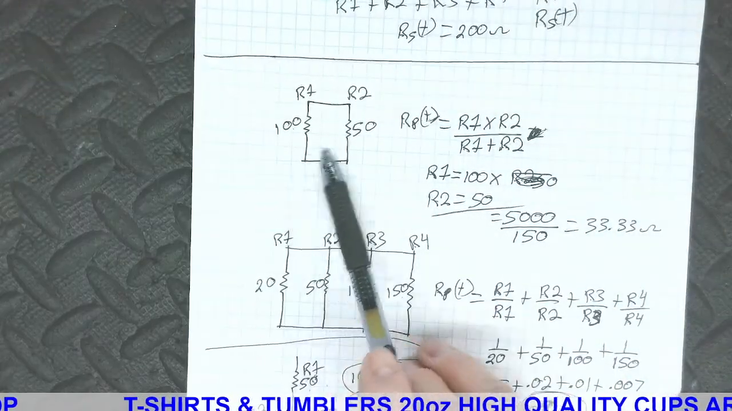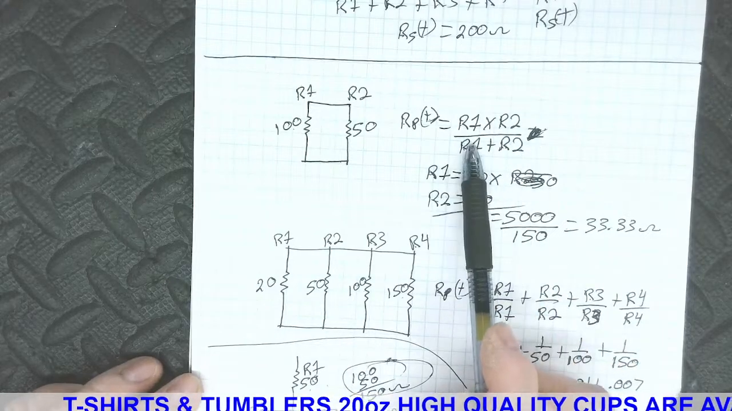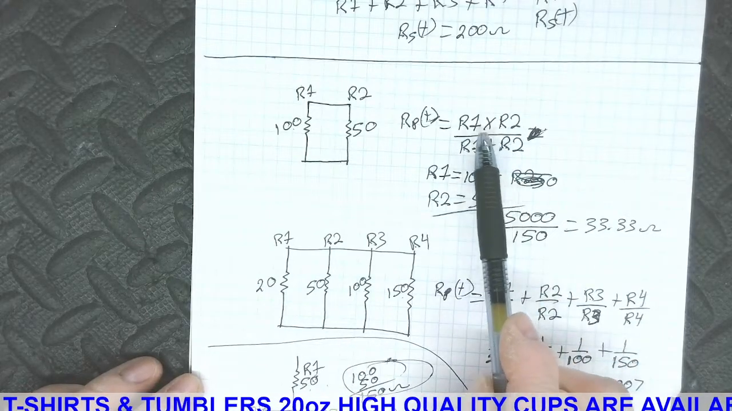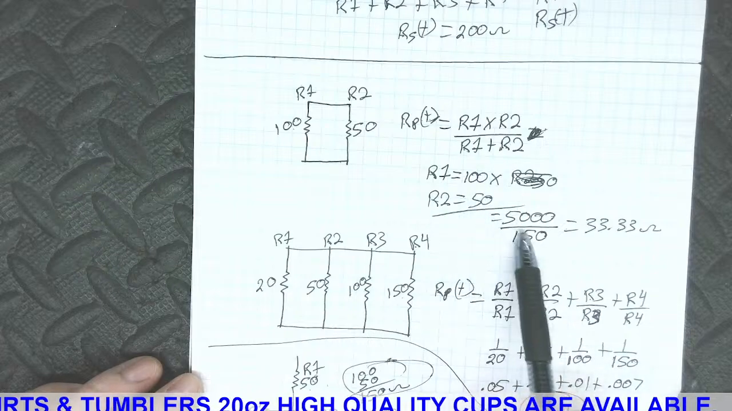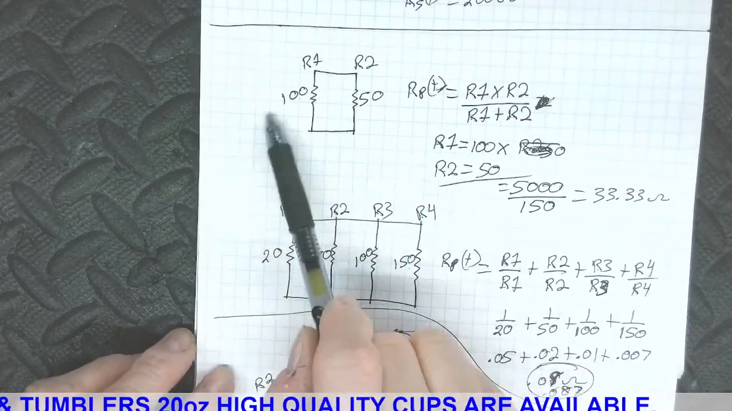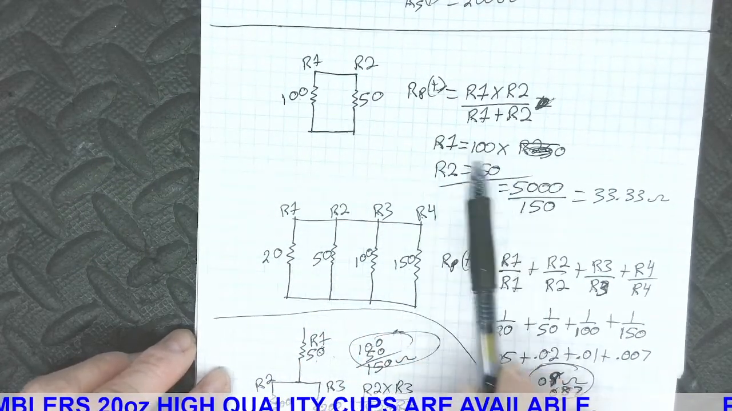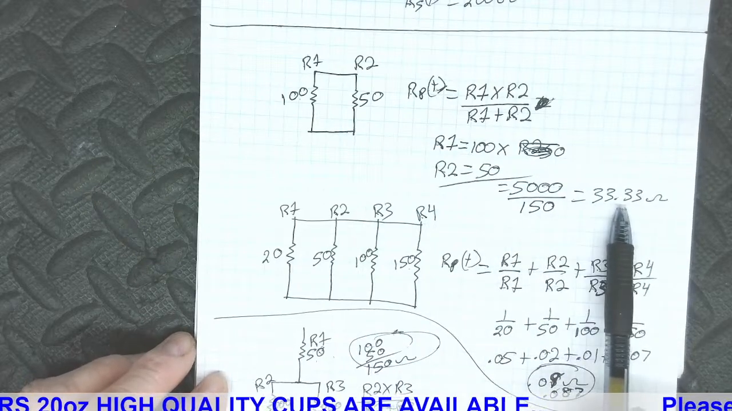Anyway, so R1 times R2, R1 plus R2, divide the two values, and that's what you get down here. I used these values as 100 and then 50, and you can fact check this as well, and this is what you come up with.